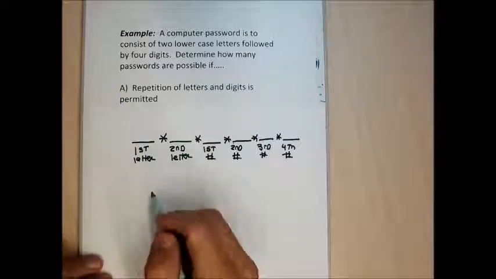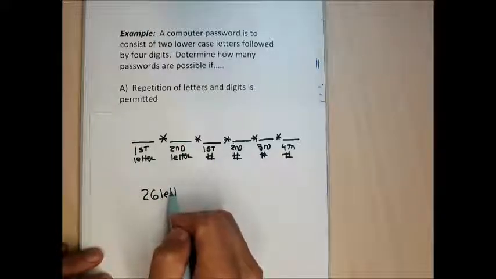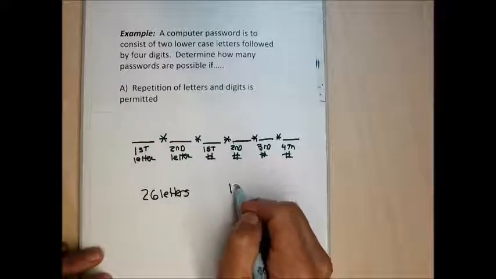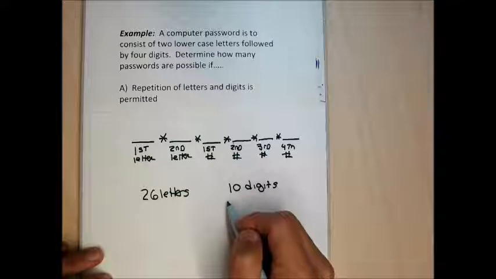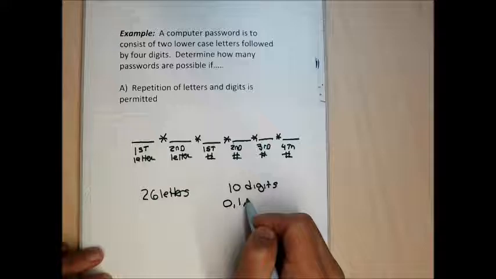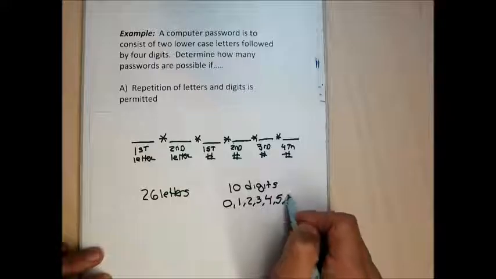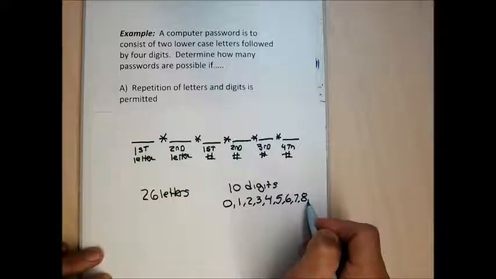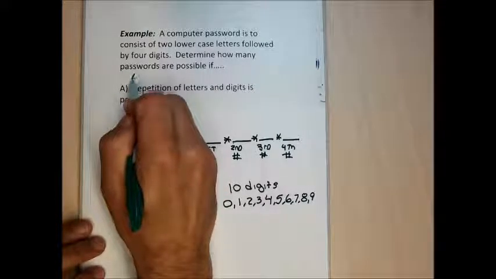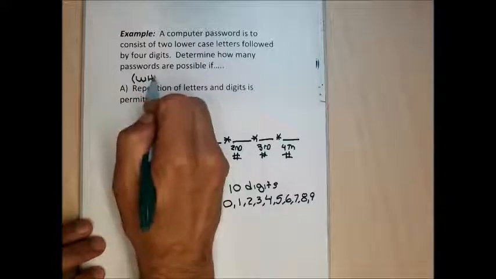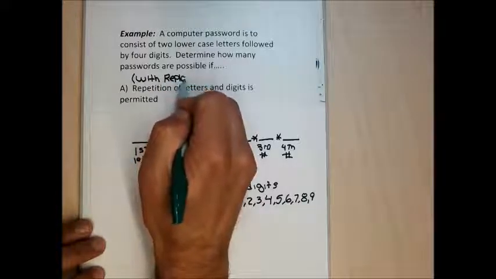So, in order to do this, I need to know that the alphabet has 26 letters and that there are 10 digits. The letters I'm not going to write down, but the digits are the numbers starting at 0 and ending at 9. So the numbers 1 through 9 give me 9 digits, and then adding the 0 gives the 10th digit. When repetition is allowed, this is like with replacement, meaning if I use a letter once, I'm allowed to use it again, or if I use a number once, I'm allowed to use it again.